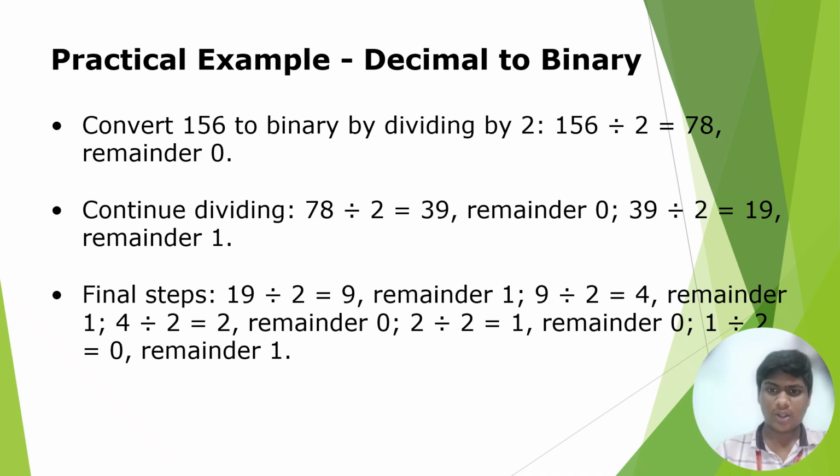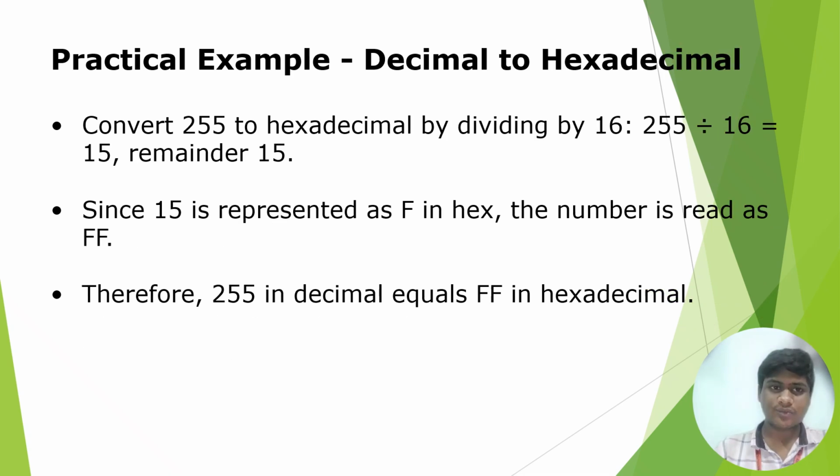Remainder is 1. Then 9 divided by 2, quotient is 4, remainder is 1. 4 divided by 2, quotient is 2, remainder is 0. 2 divided by 2, quotient is 1, remainder is 0. And 1 divided by 2, quotient is 0 and remainder is 1.